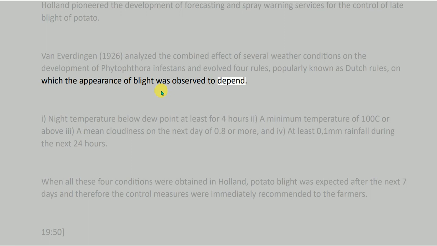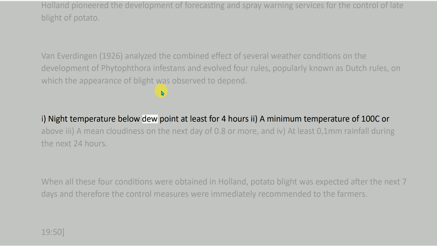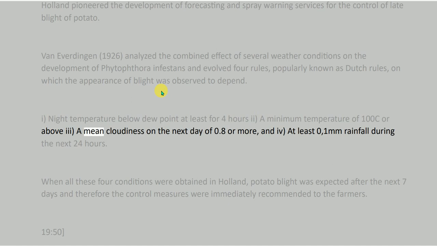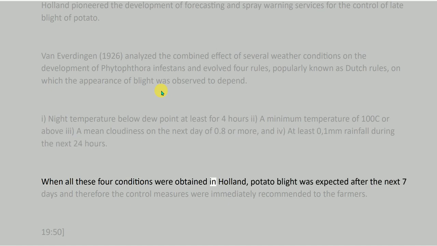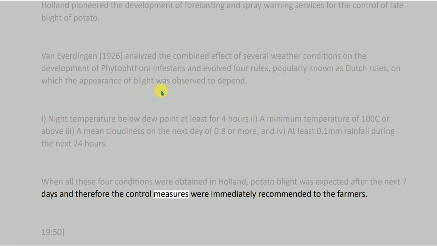1. Night temperature below dew point at least for 4 hours. 2. A minimum temperature of 10°C or above. 3. A mean cloudiness on the next day of 0.8 or more. And 4. At least 0.1 mm rainfall during the next 24 hours. When all these 4 conditions were obtained in Holland, potato blight was expected after the next 7 days, and therefore the control measures were immediately recommended to the farmers.